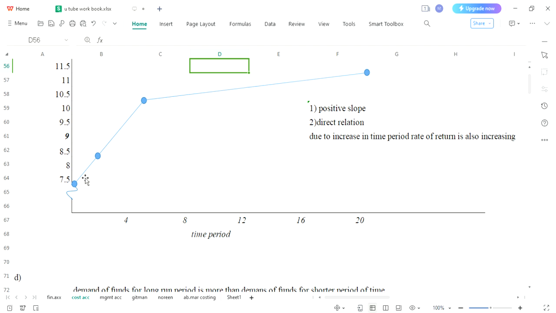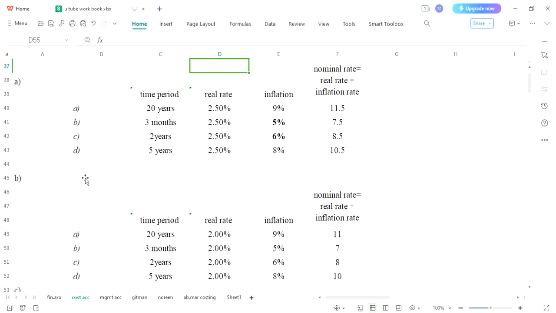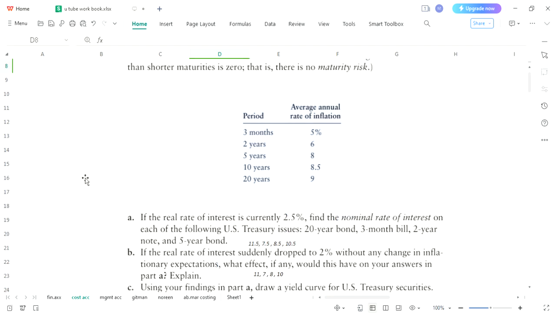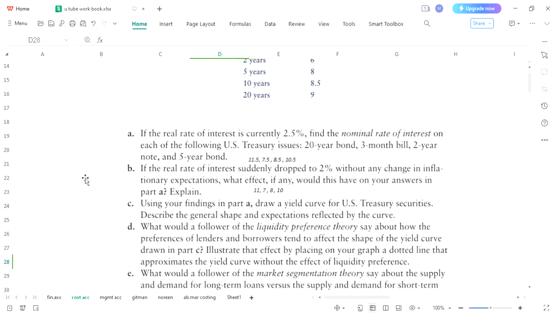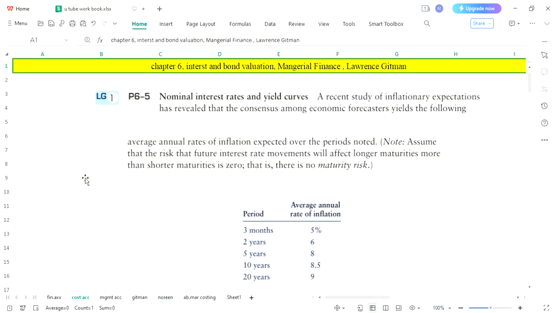So in this way, all parts A, B, C, D, E are completed. How many parts were there? A to E. We have reviewed them and the solution is in front of you.